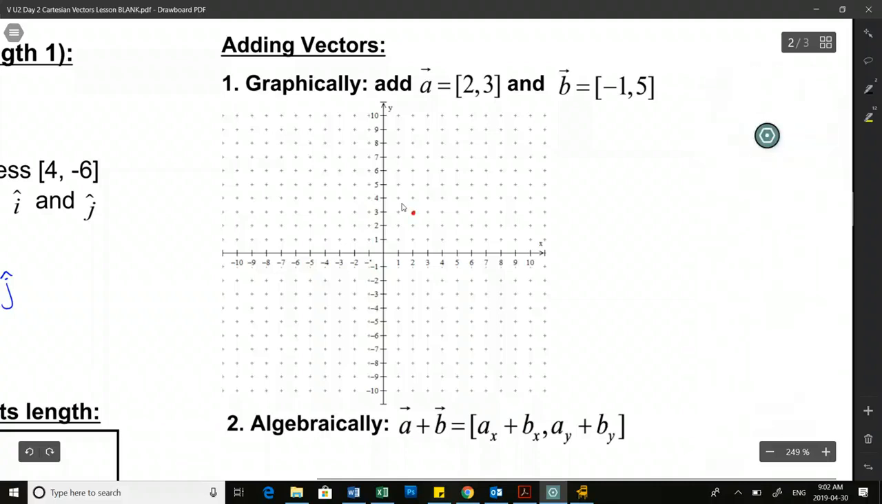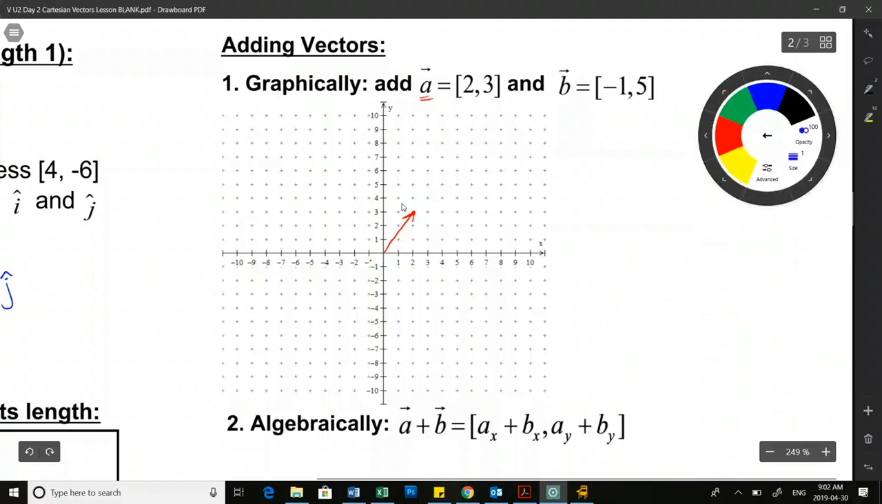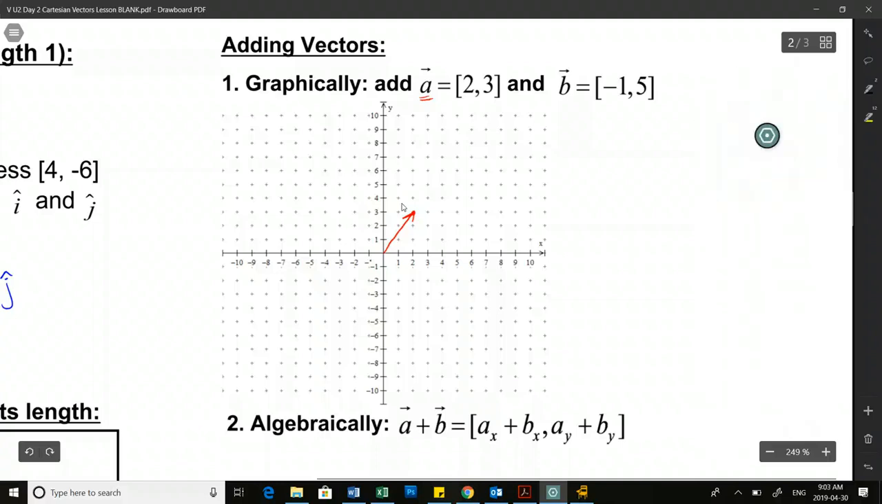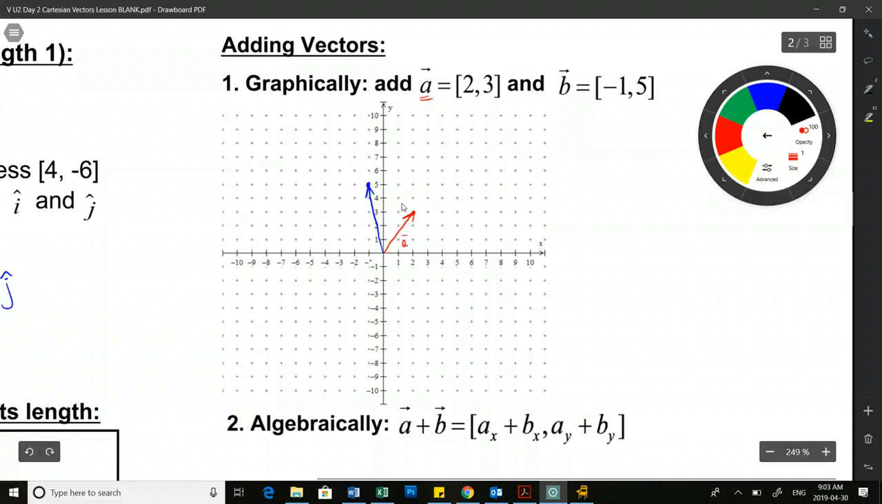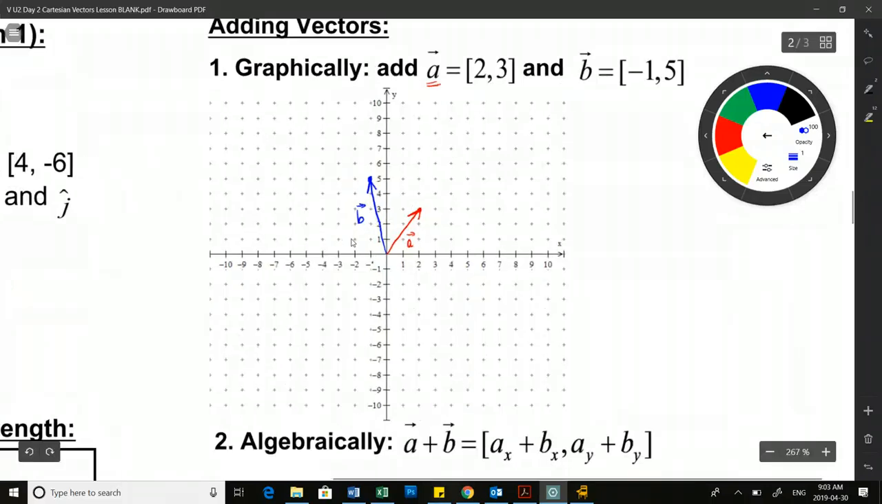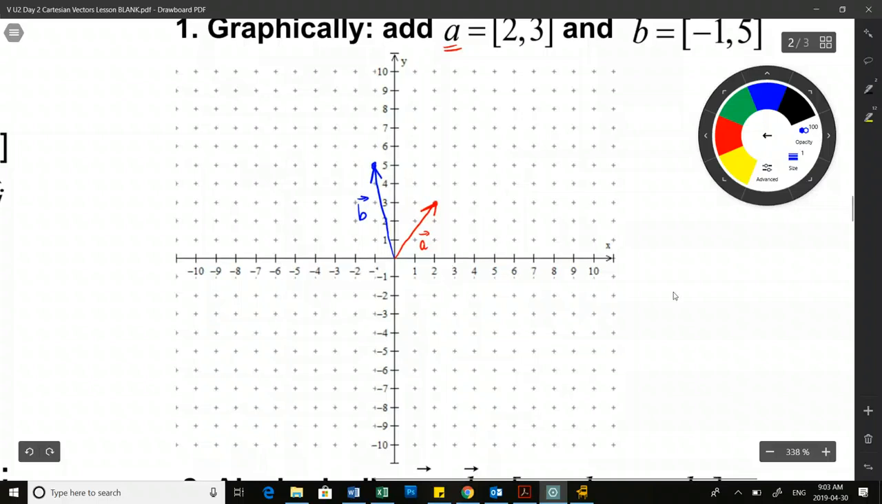So I'm graphing vector A, it goes from (0, 0) to (2, 3). And vector B goes from (0, 0) to (-1, 5). Okay, so the only problem here is that when I want to add vectors, I don't want them arranged tail to tail. That's kind of a problem. So what I need to do is use that parallelogram method that we talked about, and I need to shift vector B so that it's starting at the tip of vector A.